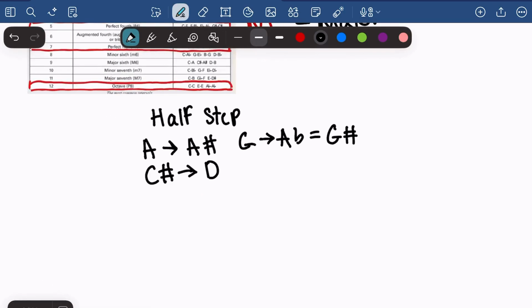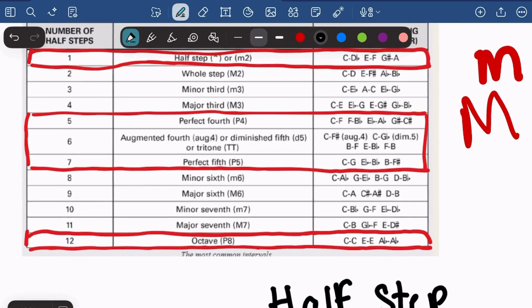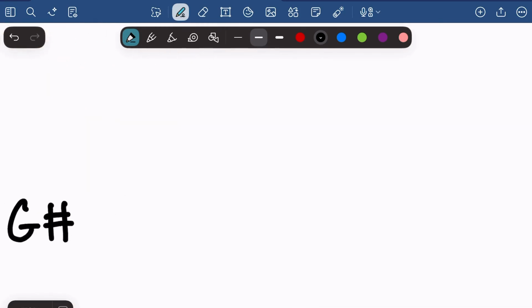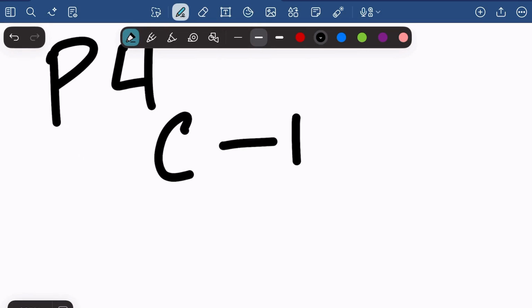Now we can move on to an example of a perfect fourth. Basically, a perfect fourth is 5 half steps. So let me try doing that. Perfect fourth. An example would be from C to F.